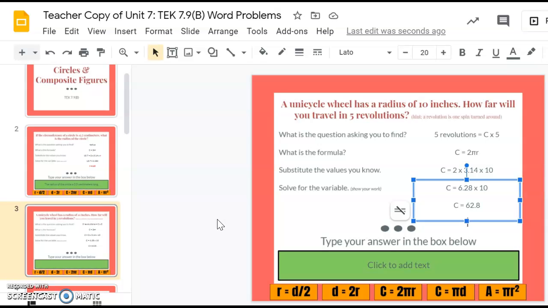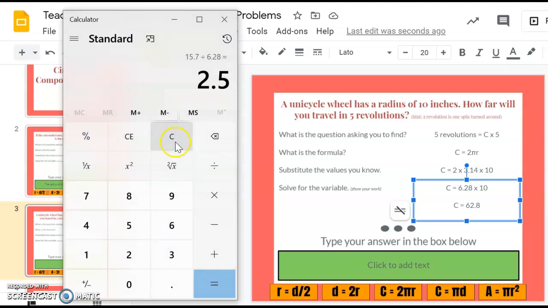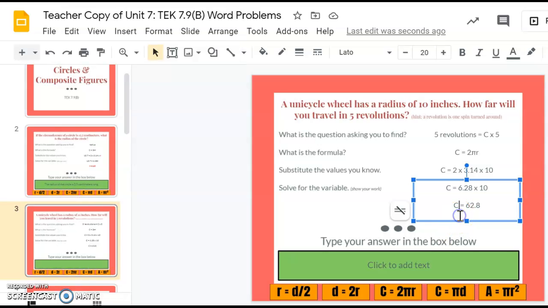One revolution is going from one part of the wheel all the way around to that part again. So that's going around the wheel once. They want us to do that 5 times. So I need to take my answer of 62.8 multiplied by 5. That's going to give me 314.